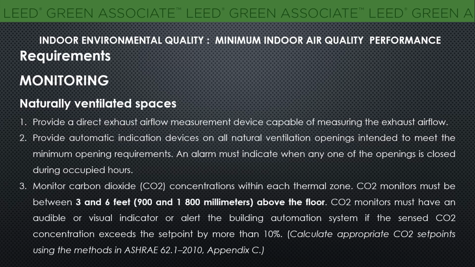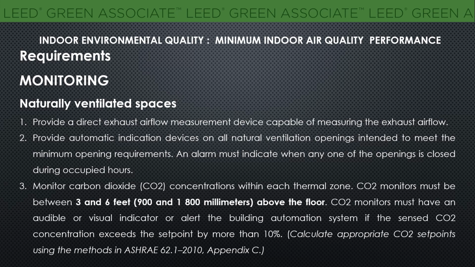Now let's look at the monitoring requirements for the naturally ventilated spaces. So option 1 is providing a direct exhaust airflow measurement device capable of measuring the exhaust airflow. We need to measure that exhaust airflow. Then option 2 is providing automatic indication devices on all natural ventilation openings, including windows and other openings intended to meet the minimum opening requirements, and an alarm must indicate when any one of these openings is closed during the occupied hours, so that the occupants get notified and they can open these windows.